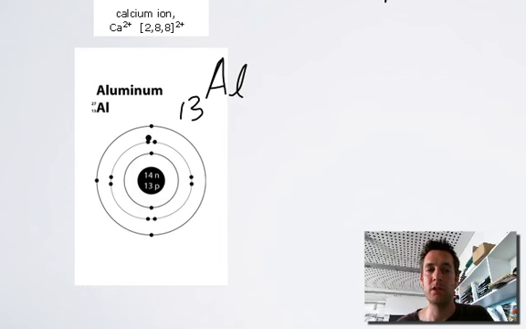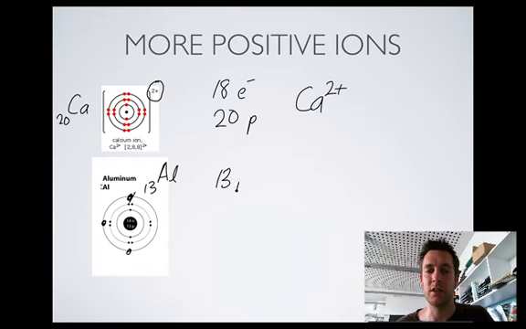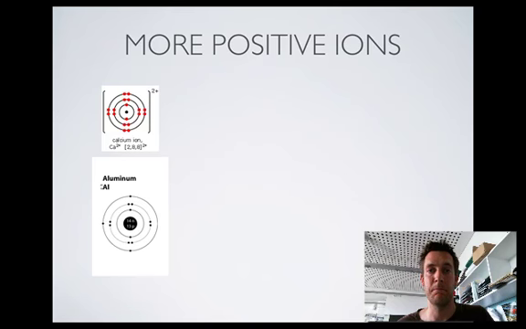Now remember, we're trying to get a full shell, so aluminium could lose this electron here, this electron here, this electron here, in which case it would only have 10 electrons. But remember, it's got 13 protons. So if we go down to 10 electrons, we've now got 3 more positives than we have negatives. Al, positive, because it's lost electrons, 3+ now. Okay, so that's how we write the symbols for the ions and show how their charges have come about as a result of how many electrons they've lost or gained.